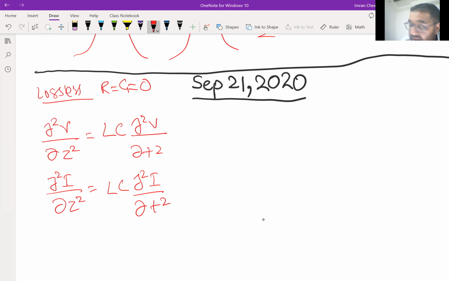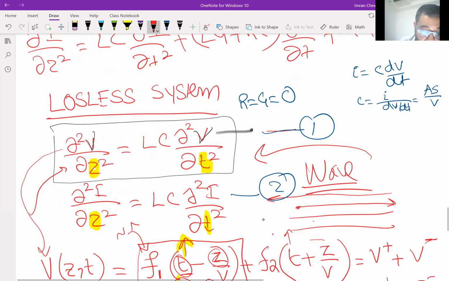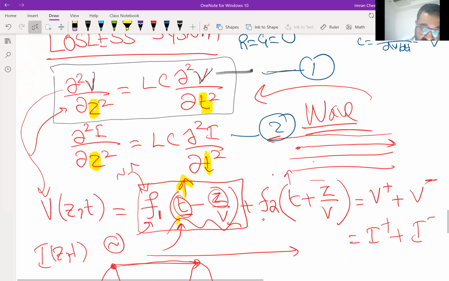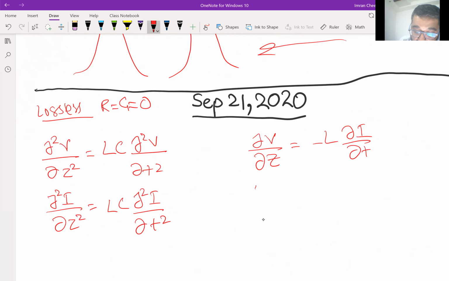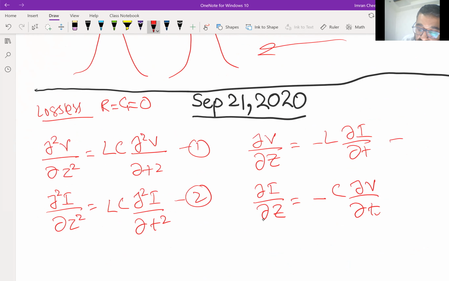And similarly, by looking over these coupled equations for the lossless case, we can write that partial V over partial z is equal to minus L partial I over partial t, and partial I over partial z is equal to minus C partial V over partial t. All right, so let's call these equations 1, 2, 3, and 4.